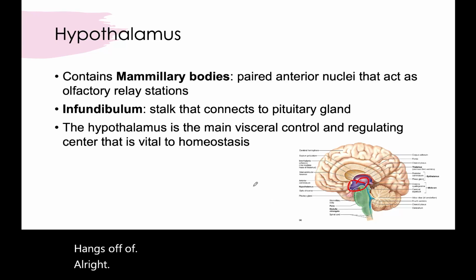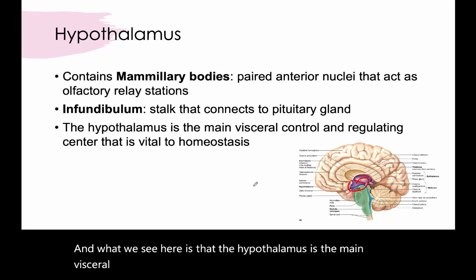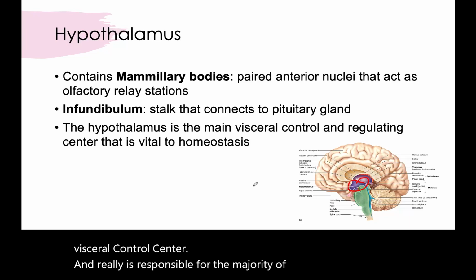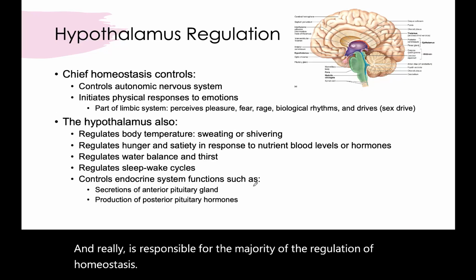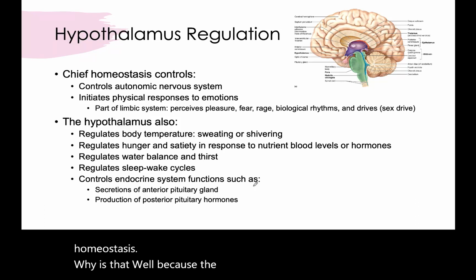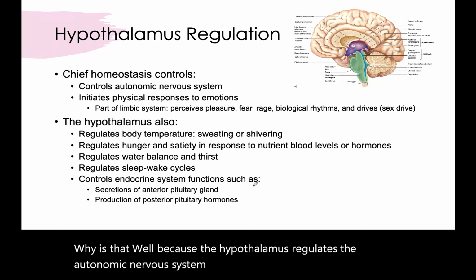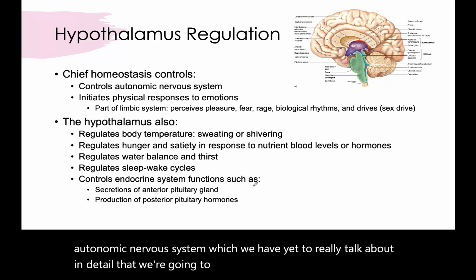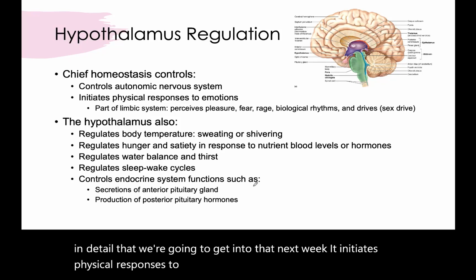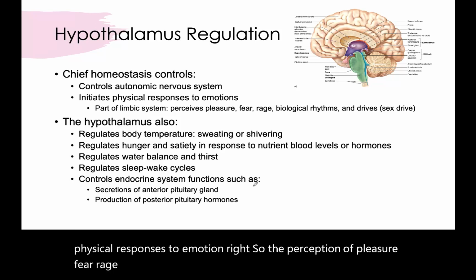And what we see here is that the hypothalamus is the main visceral control center, and really is responsible for the majority of the regulation of homeostasis. Why is that? Well, because the hypothalamus regulates the autonomic nervous system, which we have yet to really talk about in detail, but we're going to get into that next week. It initiates physical responses to emotion, so the perception of pleasure, fear, rage, circadian rhythms, your sleep cycles, sex drive. All of that is regulated through the hypothalamus.